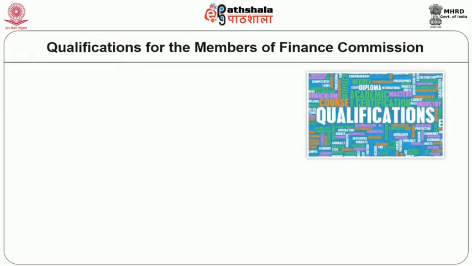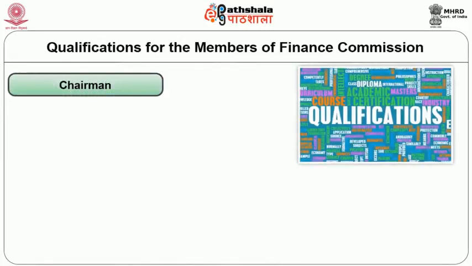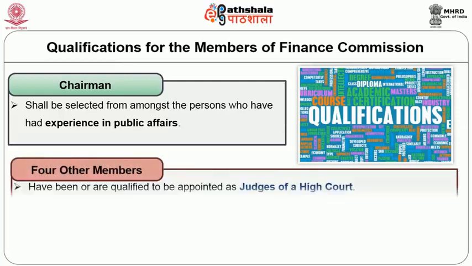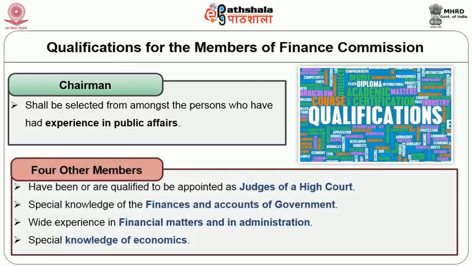Qualification for the members of the Commission. Chairman: he shall be selected from amongst the persons who have had experience in public affairs. Apart from the chairman, there will be 4 other members who must possess one of the qualifications mentioned below. Number 1, have been judges or are qualified to be appointed as judges of a high court, or have special knowledge of the finances and accounts of the government, or have had wide experience in financial matters and in administration, or have special knowledge of economics.